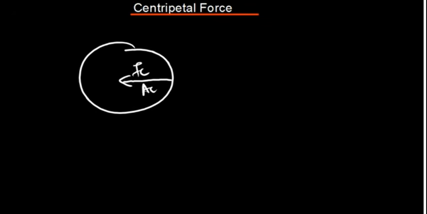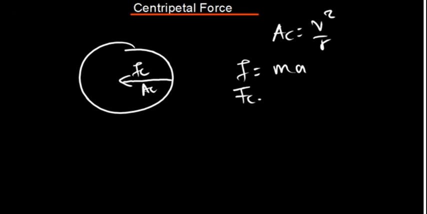So we know that the centripetal acceleration is given by the formula v squared over r. But at the same time, we also know that the force is given by mass times acceleration. So what of the centripetal force? Centripetal force is going to be equal to the mass times centripetal acceleration. But we also know that centripetal acceleration is v squared over r. Therefore, we are going to replace the acceleration with v squared over r.